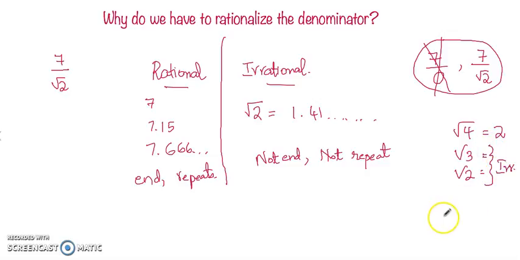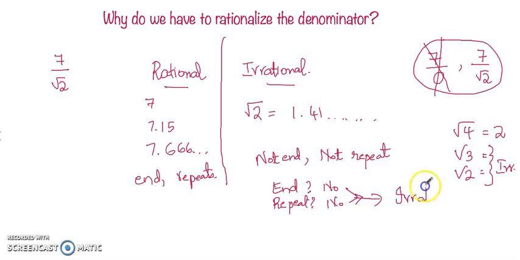That means they're going to keep on going forever without having a definite pattern or a set of decimals repeating. So if you ask of a decimal this question, does it end? And you get the answer no. And the second question, does it repeat? And you get the answer no. So you get two no's as your answer. Then it is an irrational decimal.